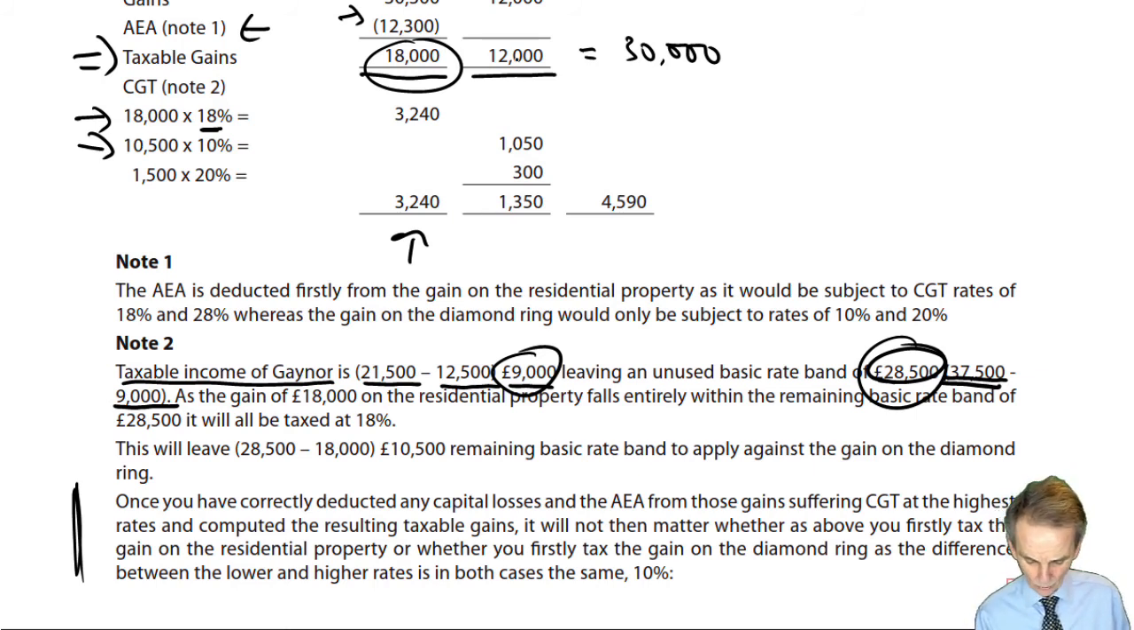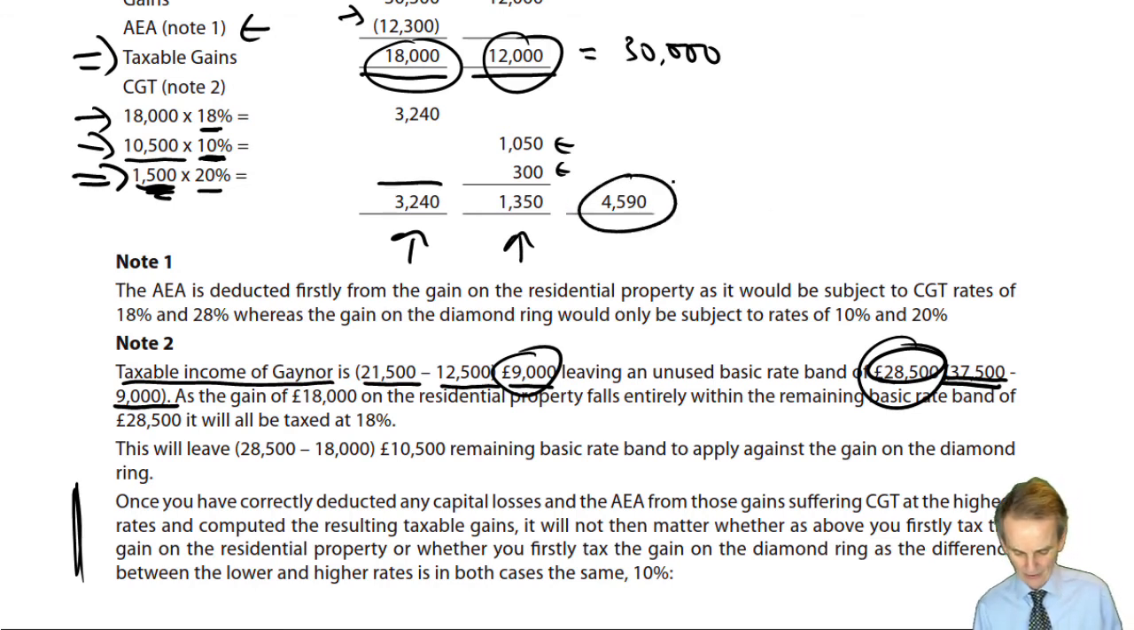So of your £12,000 taxable gain on the ring, the first 10,500 uses up the remainder of the basic rate band and therefore is taxed at 10%. The remaining balance of some £1,500 here is pushed into higher rate and therefore is taxed at 20%. Get your two tax figures, add them together, and there is your total CGT liability.